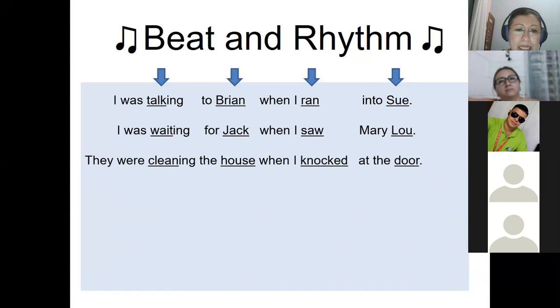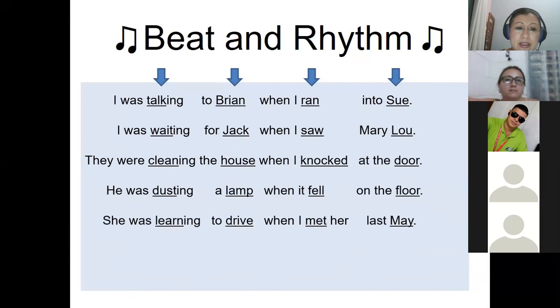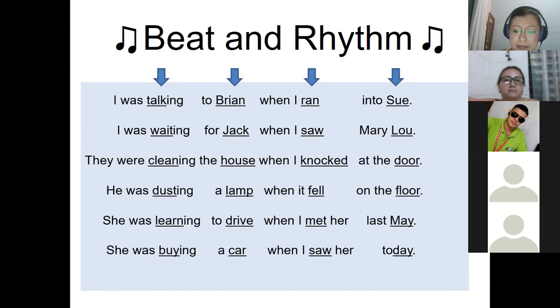They were cleaning the house when I knocked at the door. He was dusting a lamp when it fell on the floor. She was learning to drive when I met her last May. She was buying a car when I saw her today.